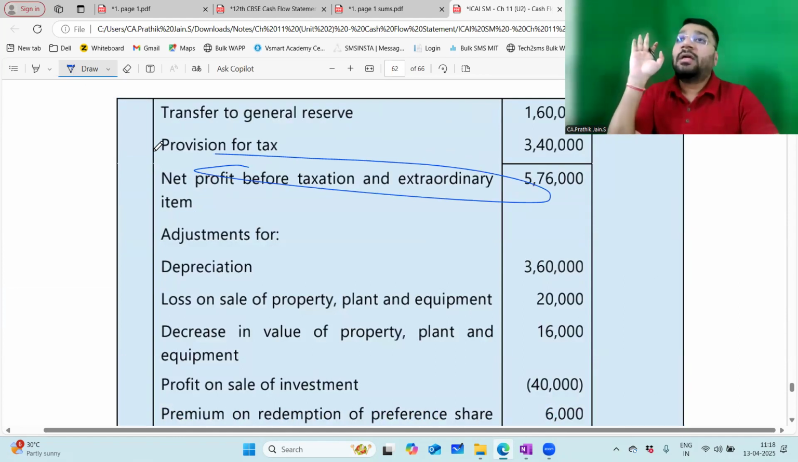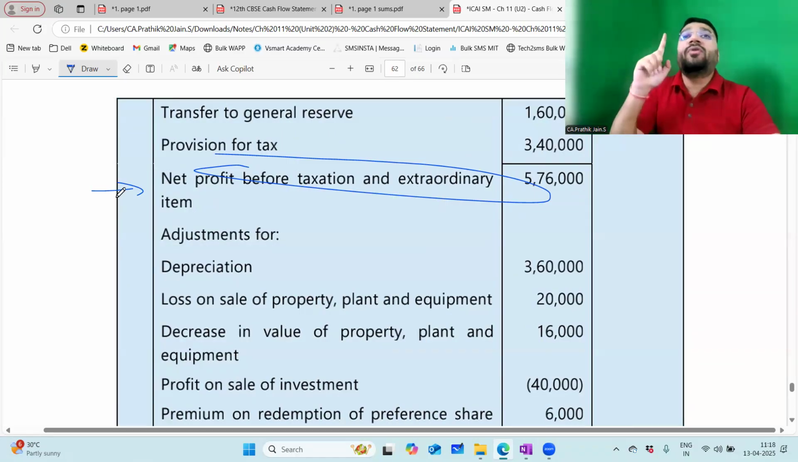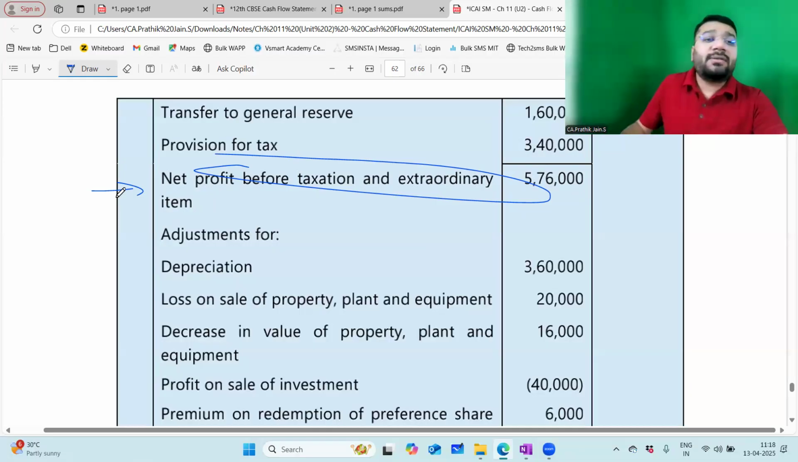So what will we do? We'll always take this as a base. Net profit before tax and extraordinary item, we'll take that as a base. We have to follow uniformity. In case the extraordinary item is not there, if it is missing, then net profit before tax and net profit before tax and extraordinary item are the same. If the extraordinary item is 0, both of them are same. But for simplicity, we'll always take net profit before tax and extraordinary item as a base.